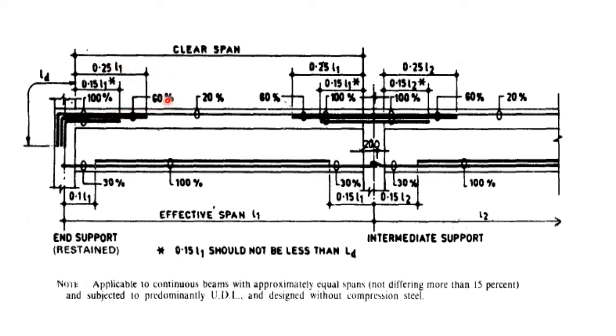Along with that, we will be providing one more reinforcement, that is from the face of the column to a distance of 0.15 of L1. Therefore, if I take a section close to the column, close to the support, we have 100% reinforcement: hanger bar, negative reinforcement, and additional reinforcement.